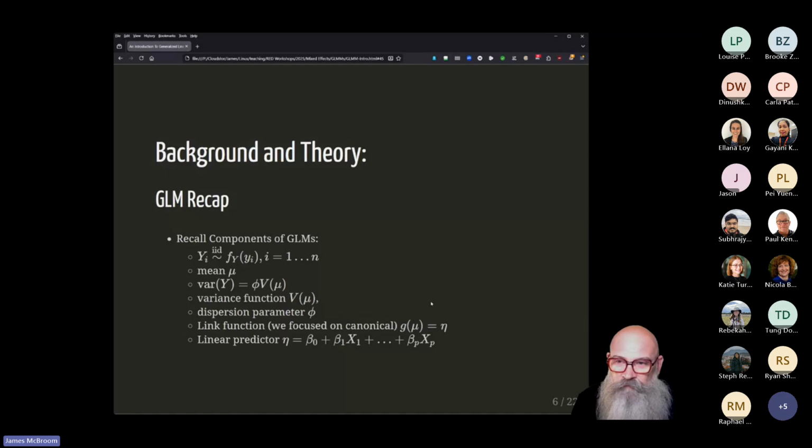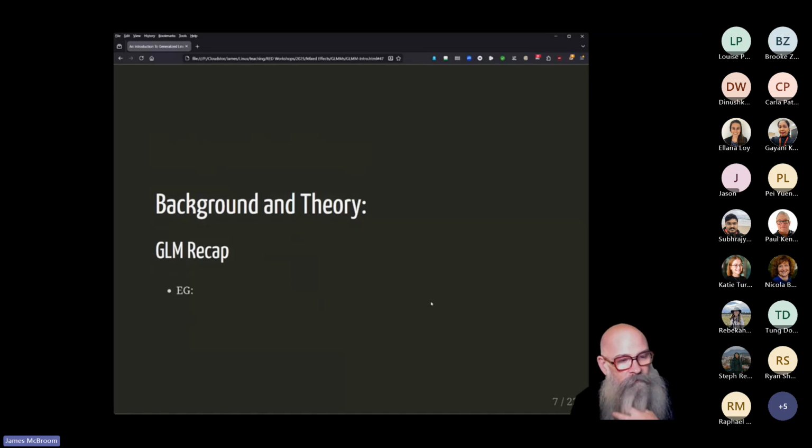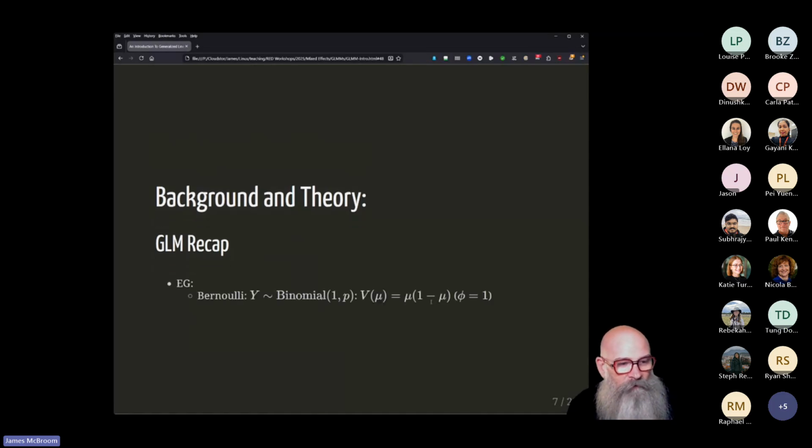Okay, our linear predictor, as I said, is that linear combination of the betas and the x's for the covariates and explanatory variables, the things we think may have an influence on the response. All right, so a couple of examples. We've already done the binomial or the Bernoulli. So the mean is p, the variance is p(1 minus p), and the dispersion parameter is 1 for Bernoulli, which is a binomial with a single trial.